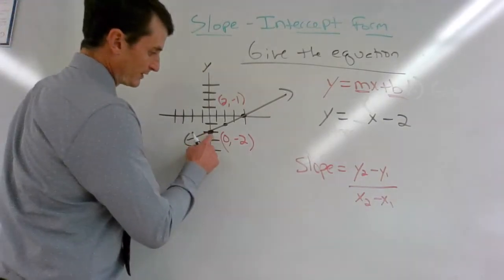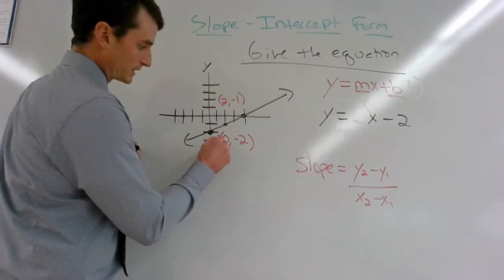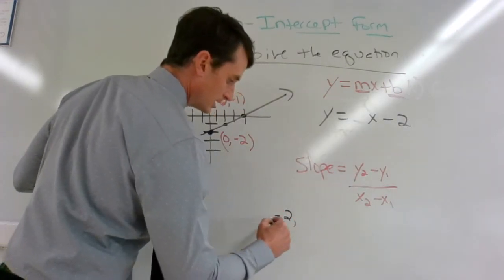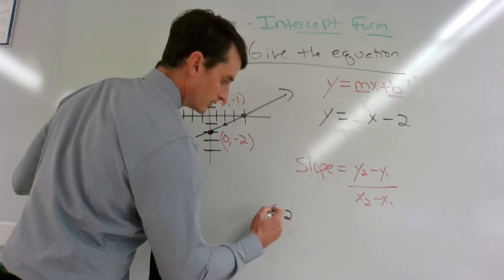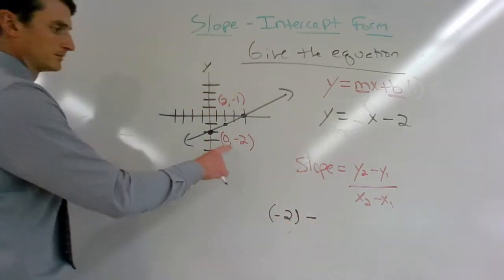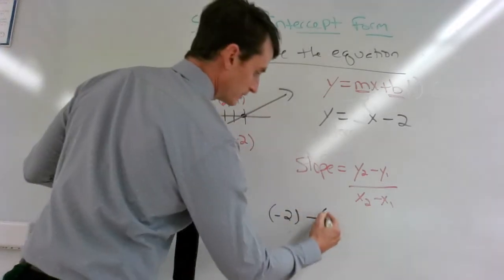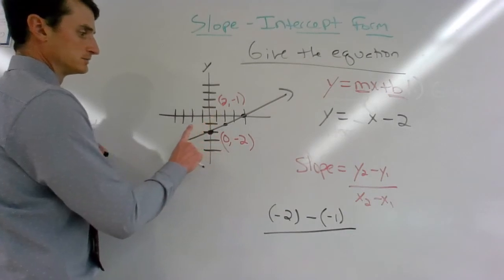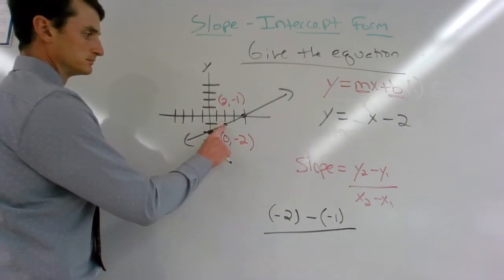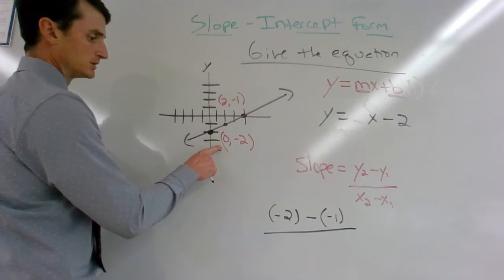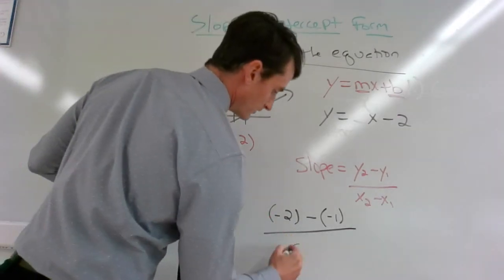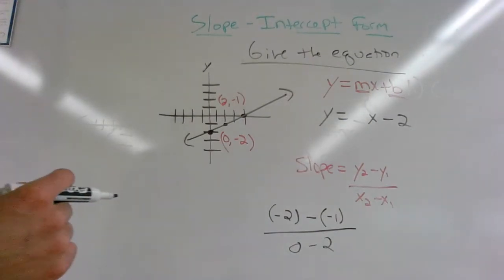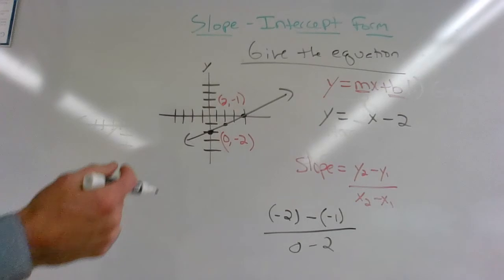Okay? So if I want to call this the first one and this the second one, my y2 is actually negative 2. So negative 2 minus my y1, which is negative 1, over my x2, which is 0, minus 2. I actually did this backwards from how I originally wanted to do it, but it doesn't matter because it'll still come out the same way.